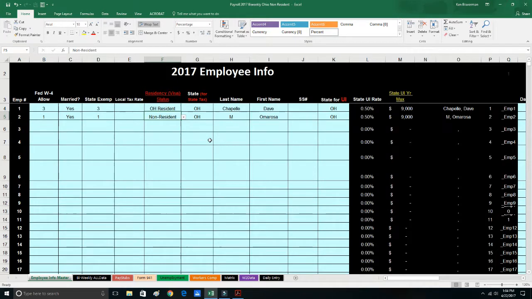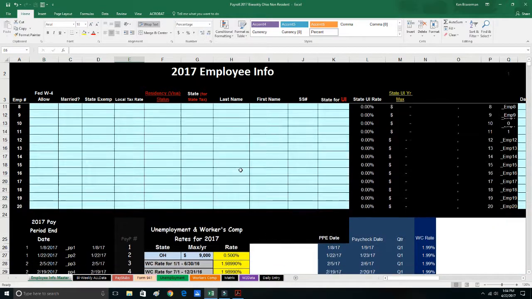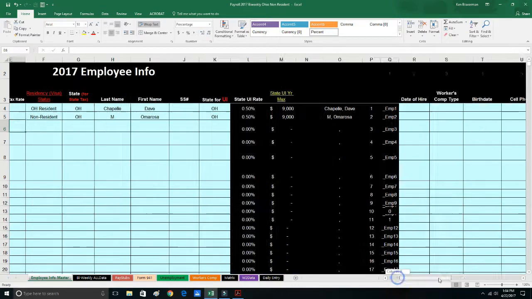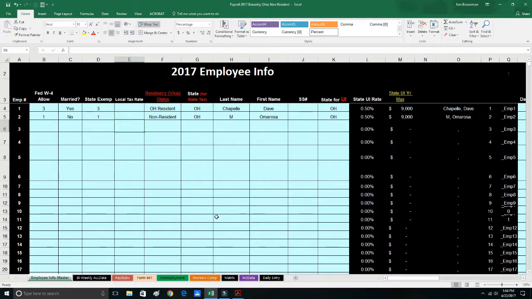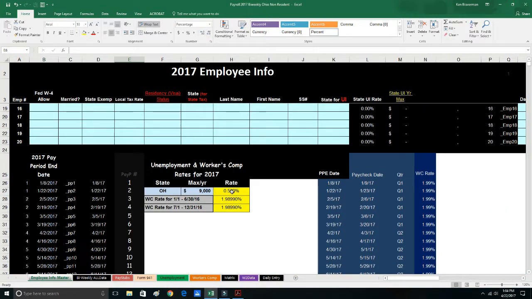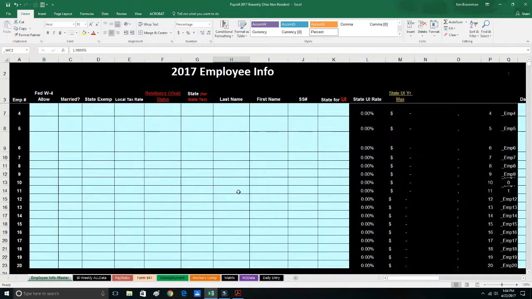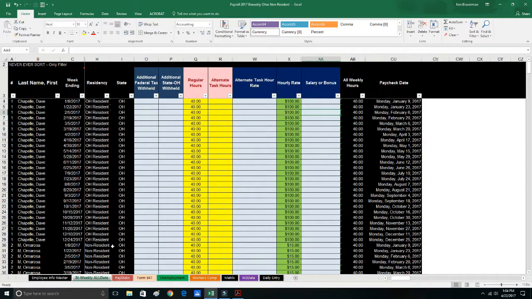You can really do anything with these files, and I have Dave Chappelle and Omarosa, because they're both from Ohio, and I have their marital status. I'm pretty sure Omarosa's married. Let's say she's not. I don't know. We're messing around. You can add a lot of other personal information in here. Don't worry about it now. There are unemployment rates. There are workers' comp rates. This isn't really to showcase the file as much as it is to show you how to do a 941.